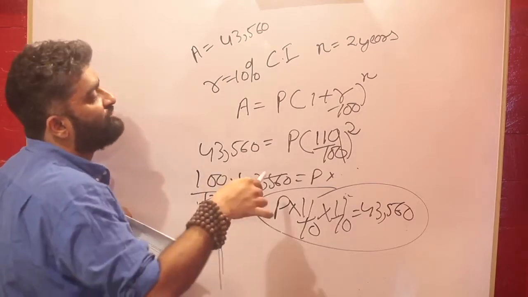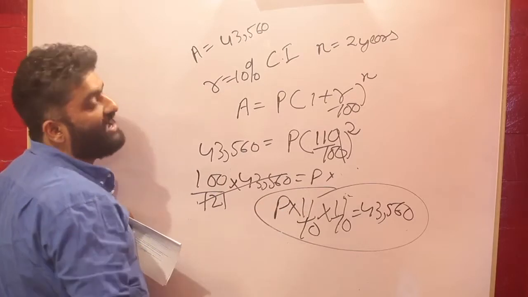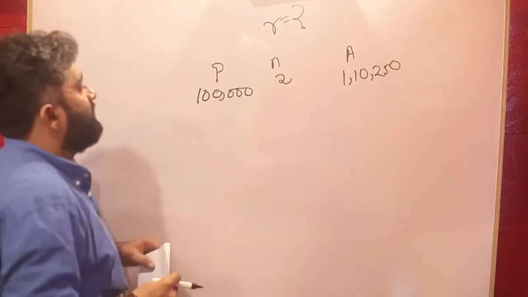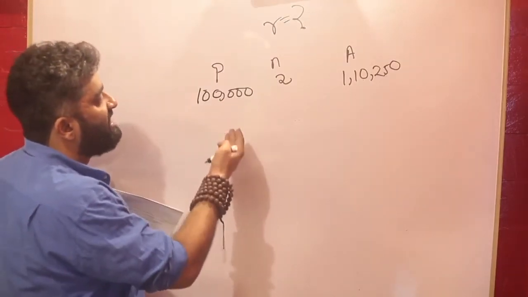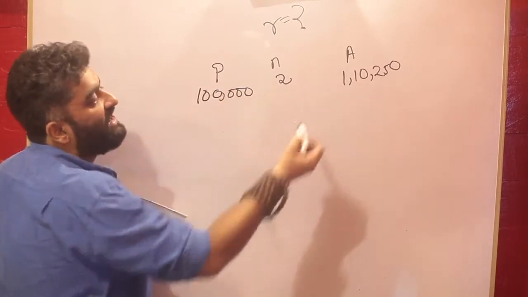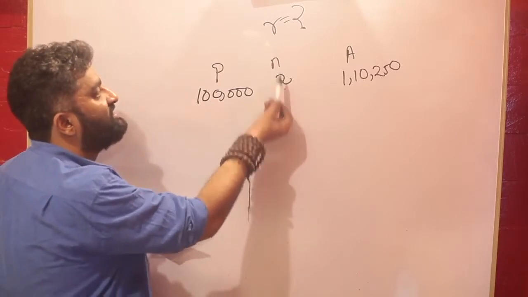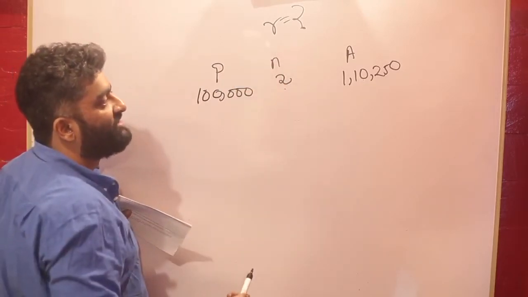Obviously, the next question is going to be, the rate is going to be missing, right? So let's try that example. Okay, so as expected in this example, we have the principal as 1 lakh, we have the final amount as 1,10,250, and we have the time period as 2 years, and the question is about the rate of interest, right?